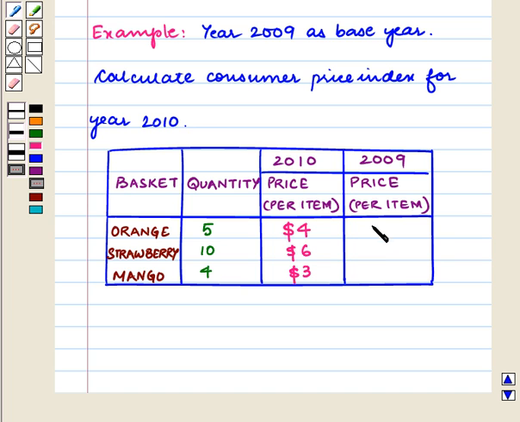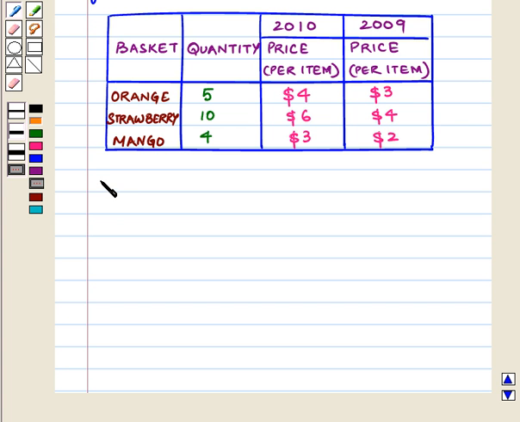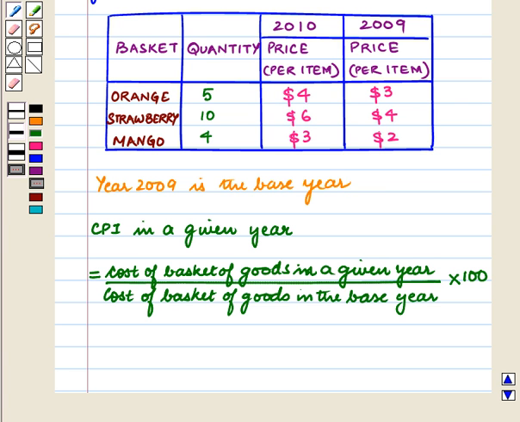Similarly, the price of each orange in 2009 was $3. The price of each strawberry in 2009 was $4 and the price of each mango in 2009 was $2. Year 2009 is the base year. We know that consumer price index in a given year is equal to cost of basket of goods in a given year upon cost of basket of goods in the base year into 100.